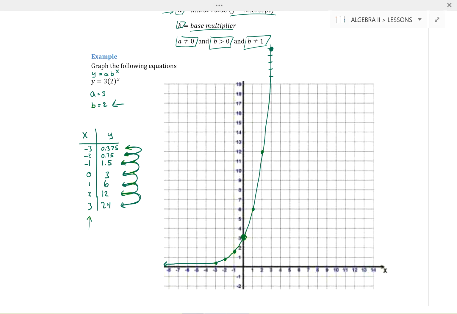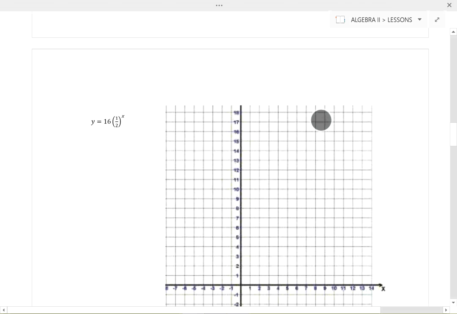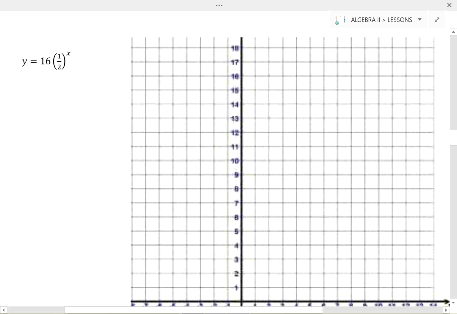So let's go ahead and take a look at another example to drill some of these concepts home, and also to view the other type of exponential equation that we will end up seeing. So in this equation, if we compare it to y equals a times b to the x, our a value is 16 and our b value is 1/2. So we know that our a value represents our y-intercept. So up at y equals 16, I am going to plot a point.